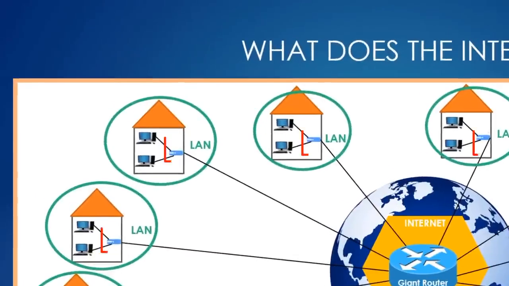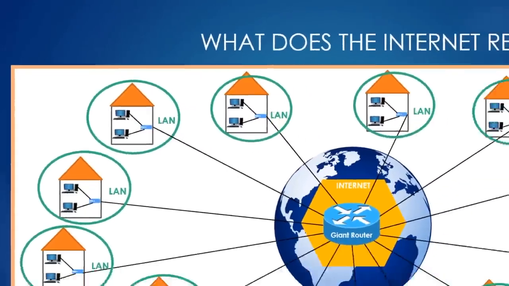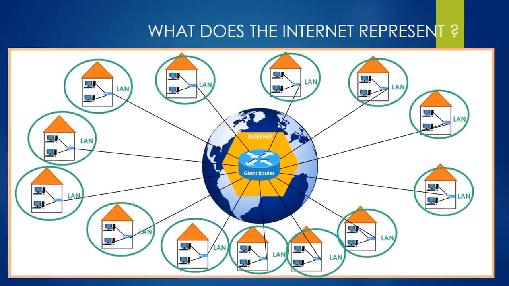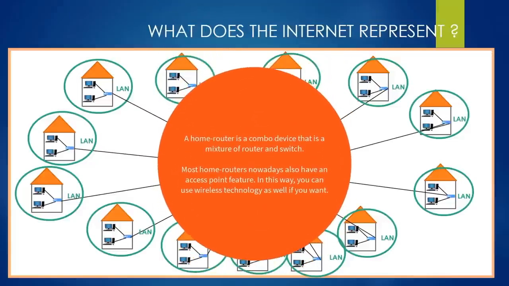As you can see, these LANs on the visual have one device instead of a switch and a router. So, if there is no switch in the environment, how can there be a LAN? Or, if there is no router in the environment, how can it be connected to the internet? And this is where the home router comes into play. A home router is a combo device consisting of a router and switch combination.